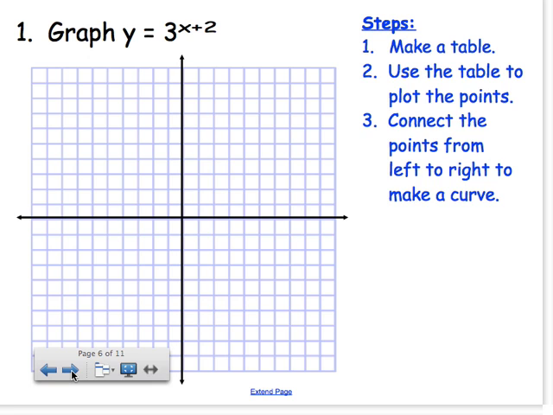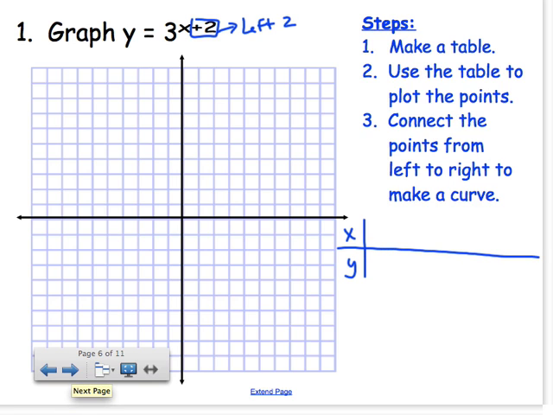If it's on the inside, my gut feeling, from what we've learned before, is that it's opposite than what we think. I think this is going to move my parent function left 2. So I'm going to write out a table to verify that. Okay, I'm going to see what happens. So I'm going to do my XY table.